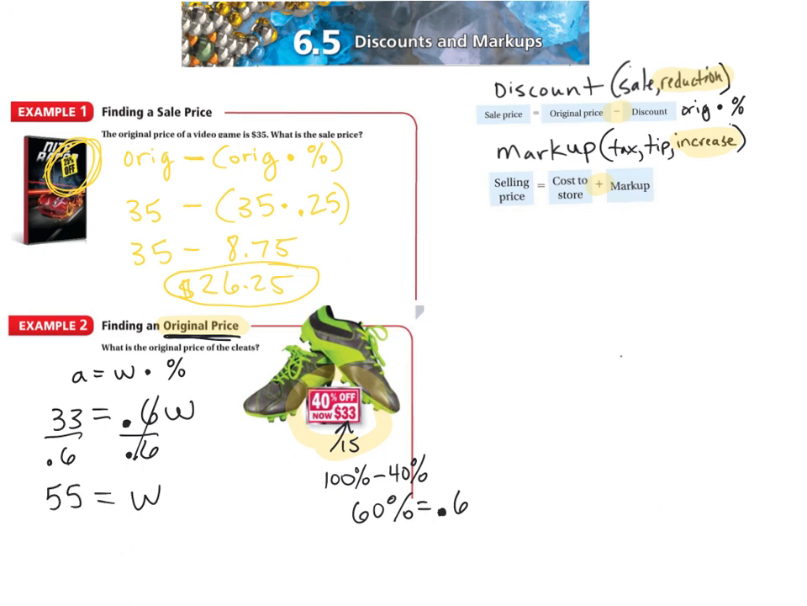Give it a quick check, does this make sense? Yes, like 55 is more by quite a bit. So Mom, we've got to buy these cleats now. They normally are $55. You're saving a ton. Anyway, all right. Sorry, parents, if you're listening.